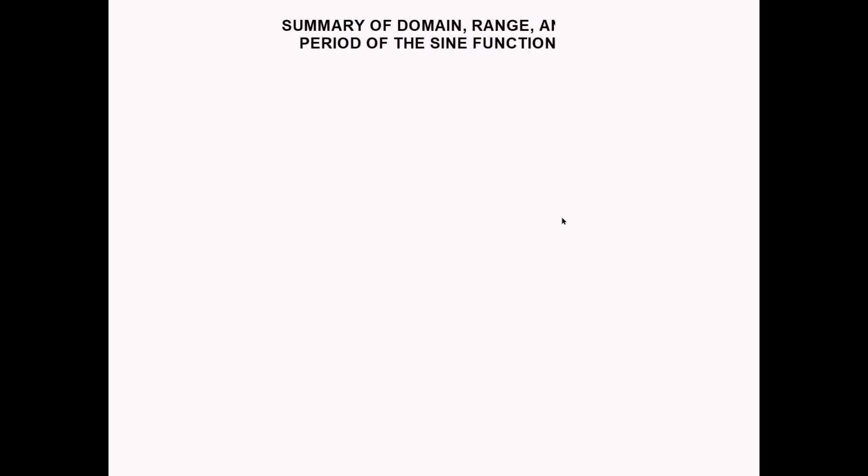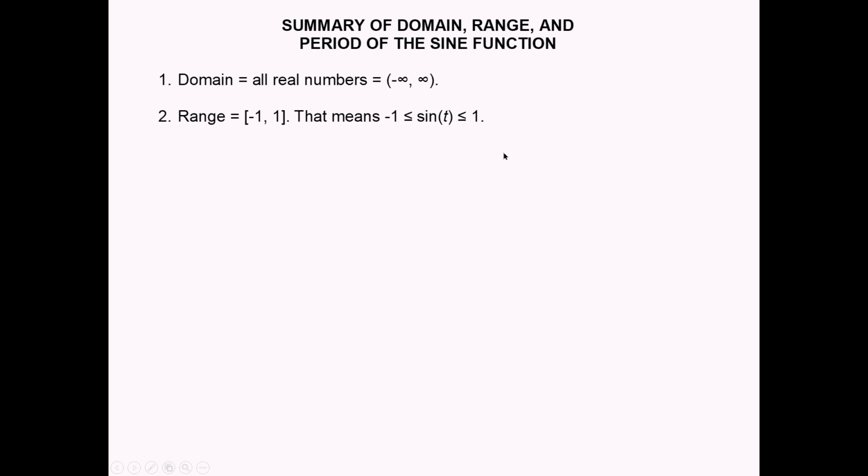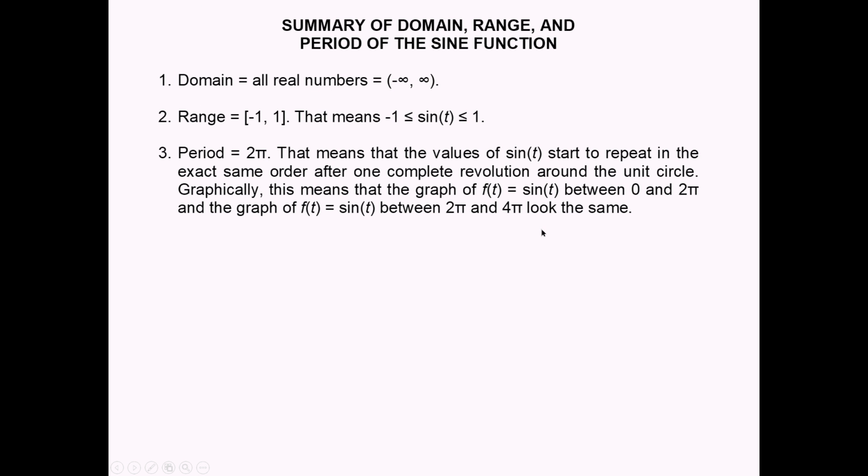Let's do a summary. Domain, all real numbers, negative infinity to infinity. Range, closed interval from -1 to 1. You'll see it sometimes written like this: -1 is less than or equal to the sine of t, which is less than or equal to 1. And the period, 2 pi.